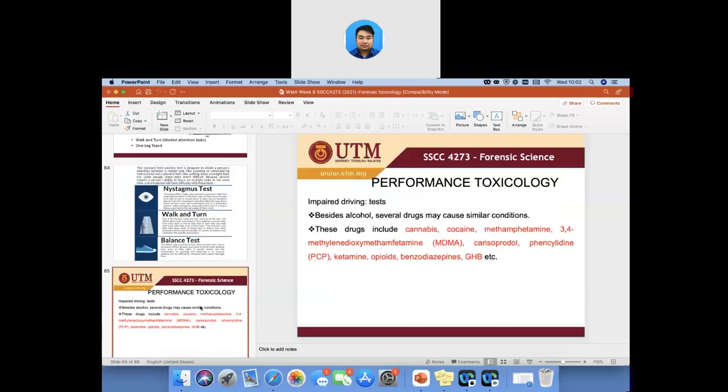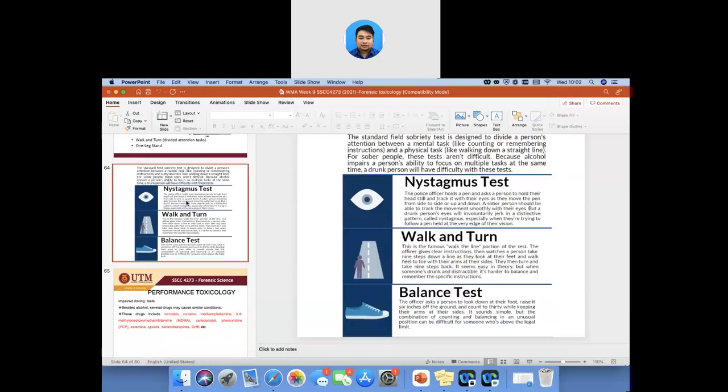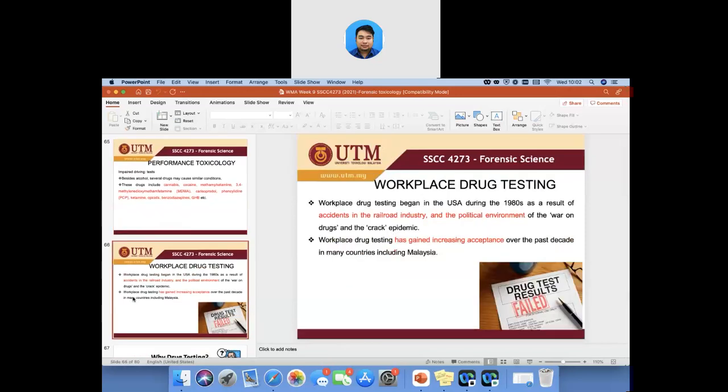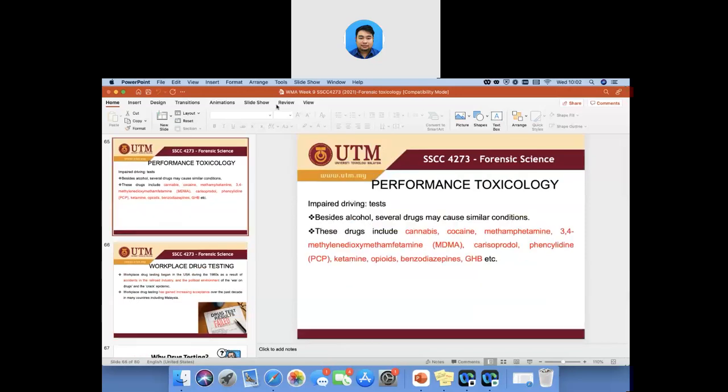Besides alcohol, several drugs also cause impaired driving, with similar conditions. These drugs include cannabis, cocaine, MDMA, ketamine, and opioids. For all of these drugs, we can use these types of tests to see whether their driving has been impaired or not. All right, I will stop here first.